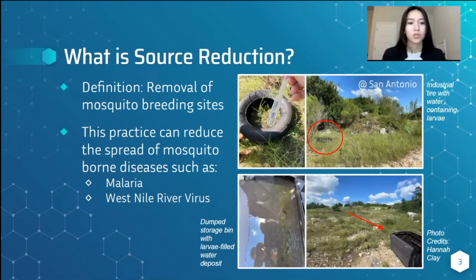Now, what is source reduction data? According to the CDC, source reduction is the removal or permanent disposal of mosquito breeding sites. This practice is vital as doing source reduction can reduce the number and spread of mosquito-borne diseases such as malaria and West Nile virus. The image displays two mosquito habitat sites where one source is a stray tire and the other a storage bin. We practice source reduction by dumping the water so that the larvae would not survive and grow into adulthood.